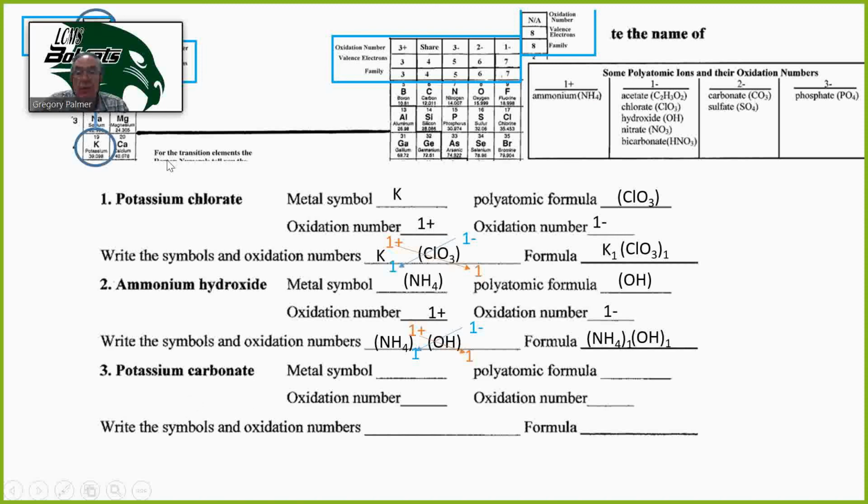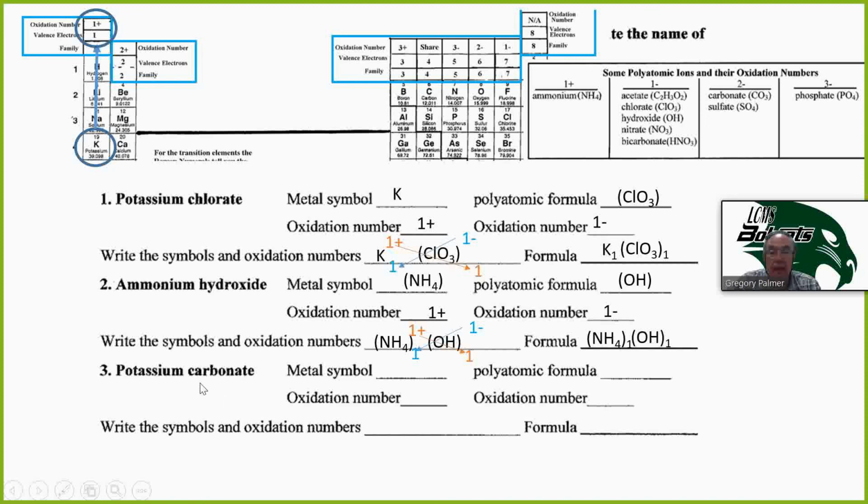This next one says to do potassium and carbonate. So potassium is an element. So we look on the periodic table here. It is in family 1, and it's a 1 plus. So we have the potassium, and its oxidation number is 1 plus. Carbonate does not sound like any element we worked with. So we look over here, and we find carbonate is CO3, and it has an oxidation number of 2 negative. So we're going to write the CO3 and its oxidation number. So now to make the formula, we write the potassium, where it's 1 plus. We write the carbonate, where it's 2 minus.